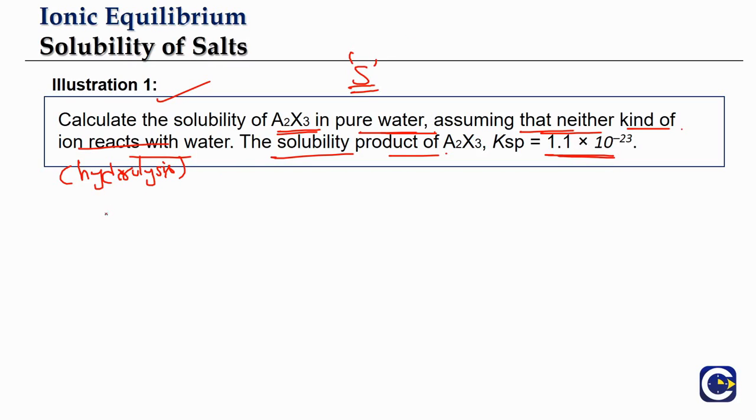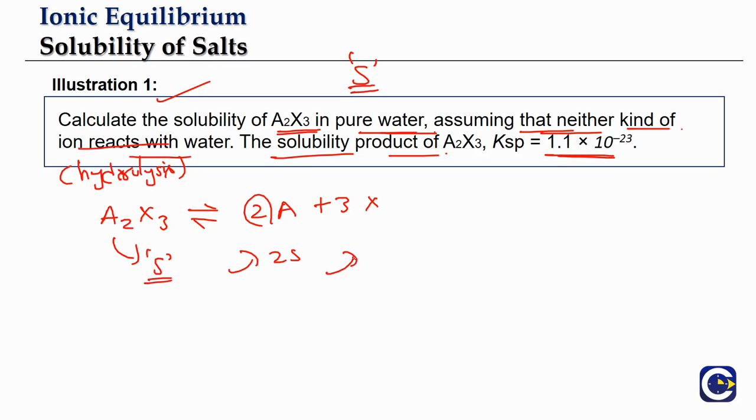Yes. So look at this. What is the type of the salt given here? A2X3. On dissolving it is going to give us 2 A type of particles and 3 X type of particles. We could put some tentative charge on them, but we are not putting any charge. If we dissolve s moles per liter, we will get 2s of A, because the factor here is 2, and 3s of X. So the A saturation concentration will be 2s, and the X concentration will be 3s.